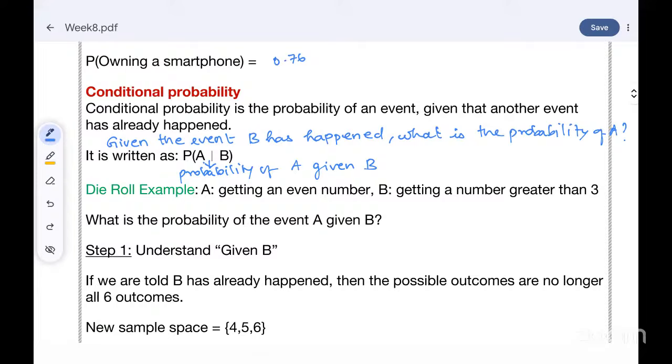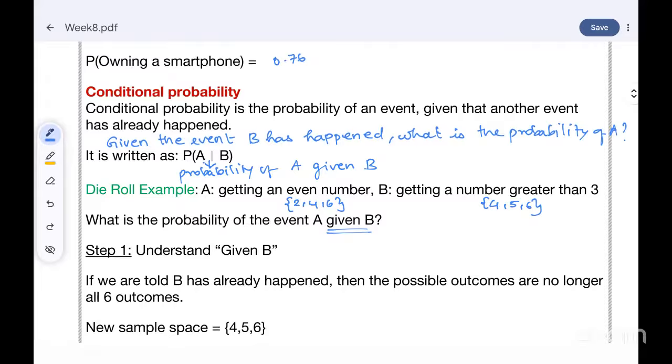Do you understand what the question is? So what is the answer? Can anyone tell me? This is a simple question. You know that here you have the numbers 2, 4 and 6, and here you have numbers greater than 6. Now it is given that the outcome is already greater than 3. So given B, the outcome is already greater than 3. In that case, what is the probability of the event A?